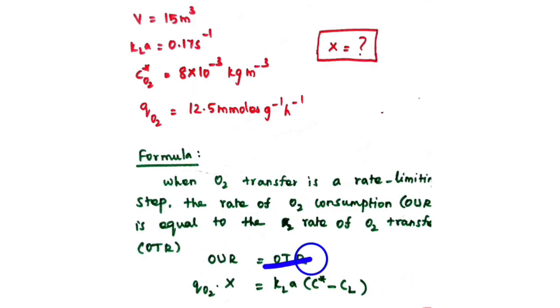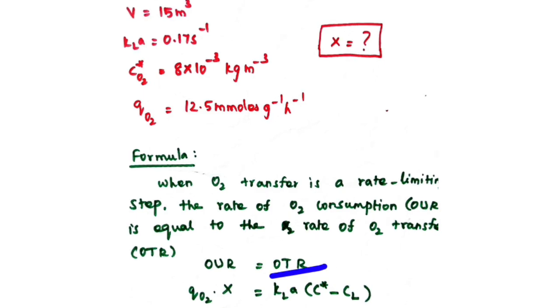Then, oxygen transfer rate. Usually oxygen is introduced into a fermentation broth by sparging air through the broth. Oxygen transfer rate is the rate at which oxygen is transferred from the air, that is the gas phase, to the liquid, that is the medium. It tells us the oxygen availability for our cells. So oxygen transfer rate is equal to KLa × (C* − CL).